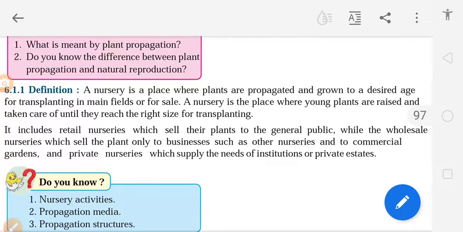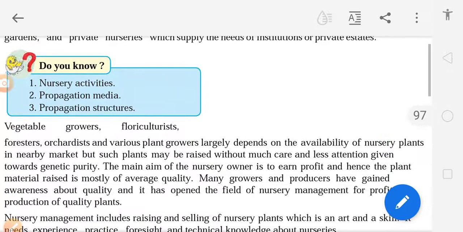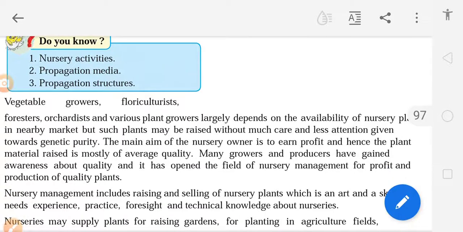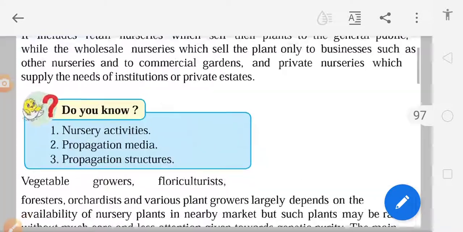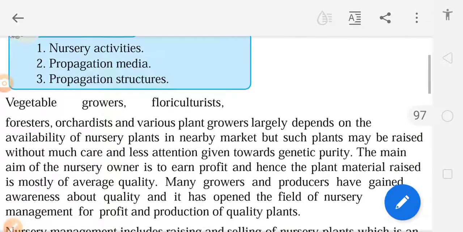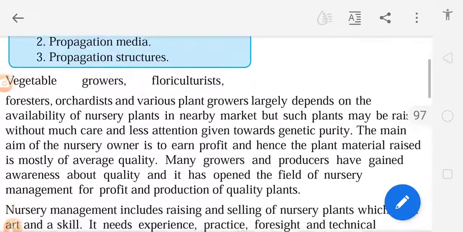Now there are different kinds of nurseries. General nurseries are there, only rosaries are there, or there are different commercial garden nurseries, private nurseries are also there. So many kinds of nurseries we can find, but particularly for the vegetable growers and floriculturists, this nursery is a very important factor.